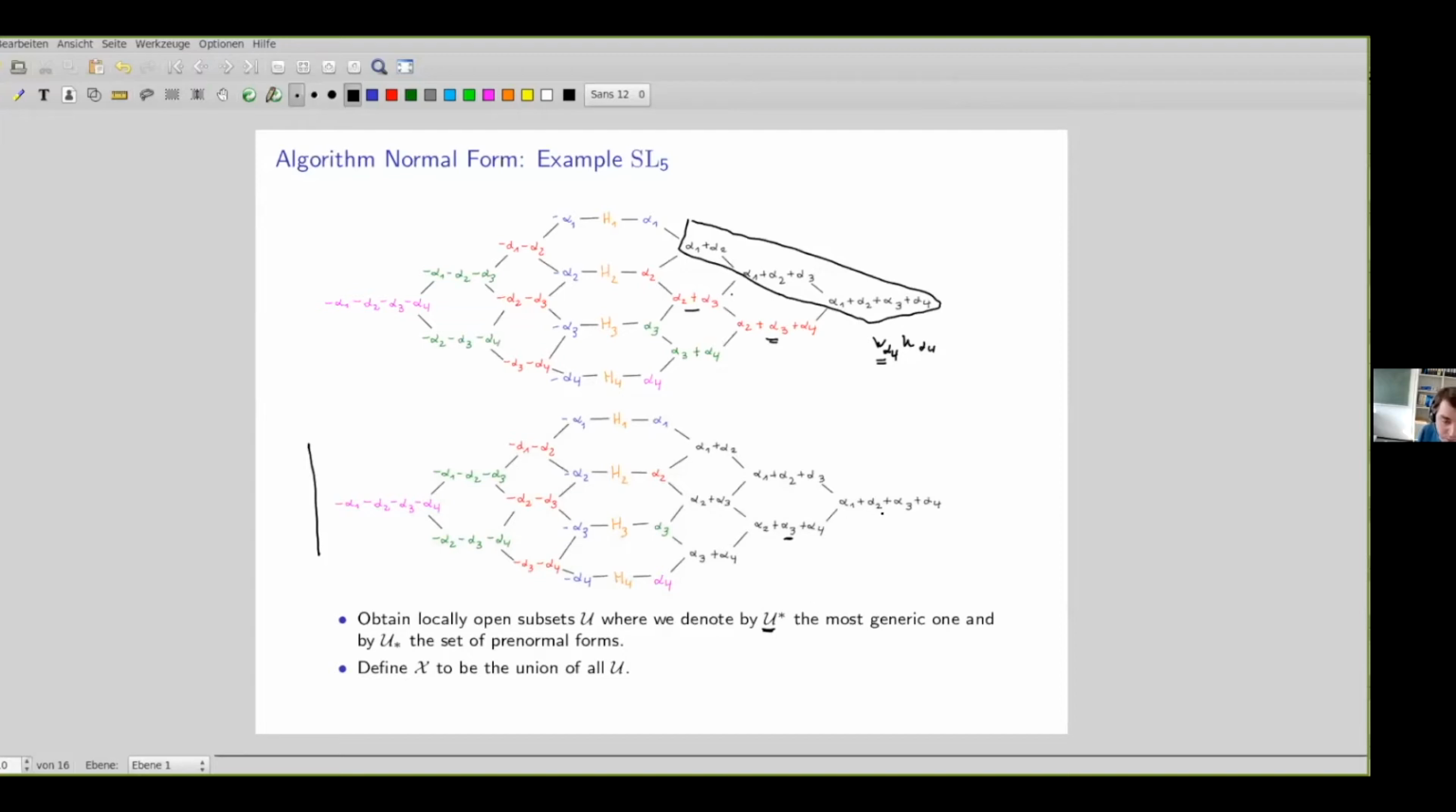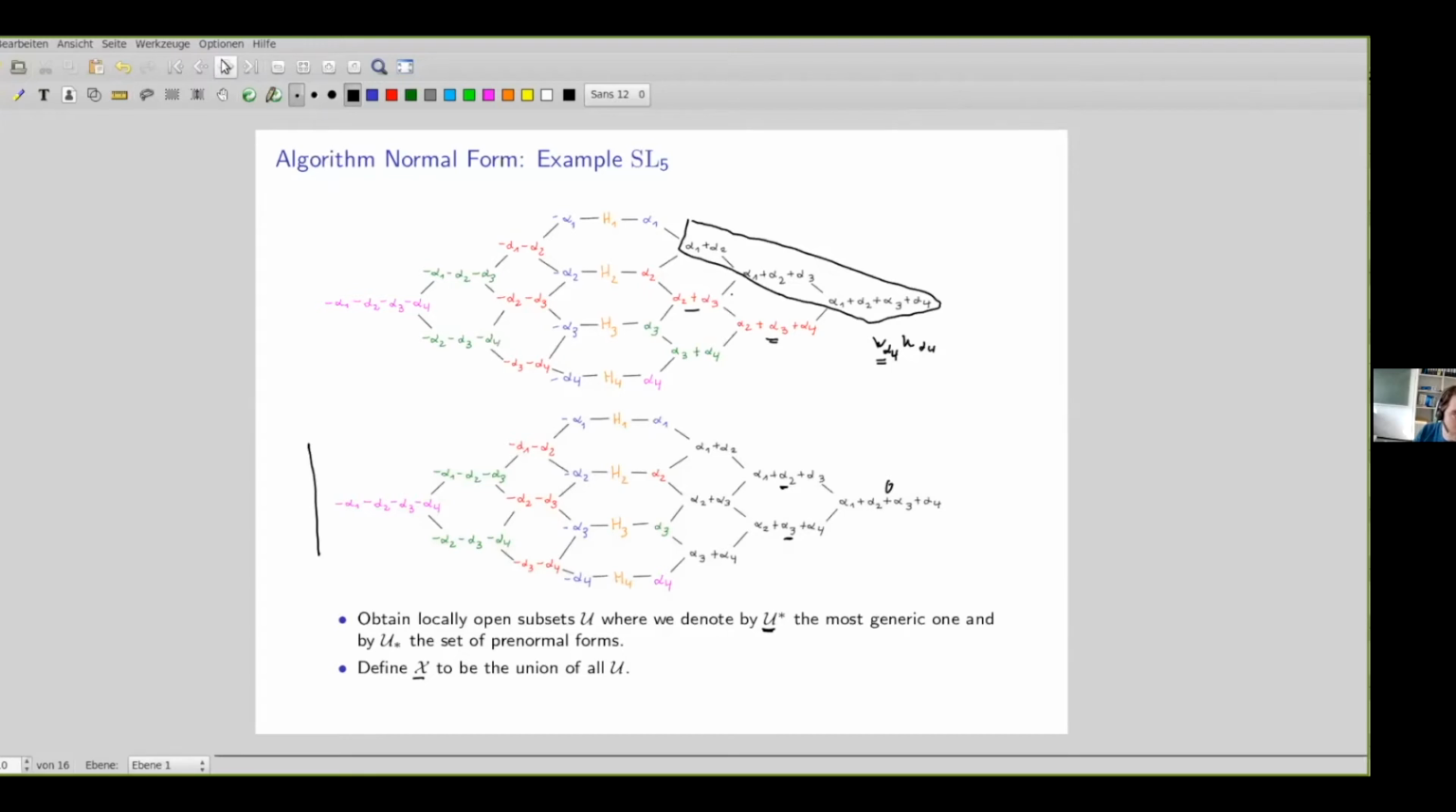But it can also happen that this one here is 0, and this will be our pivot element, and so on and so on. And these open sets we denote by Mathcal U. Again, Mathcal U star is the most generic one, and the pre-normal form is lower star, meaning just the case as we have it here, that all components corresponding to roots of height greater than 2 are 0. And the union of all of these sets, this is our set Mathcal X.